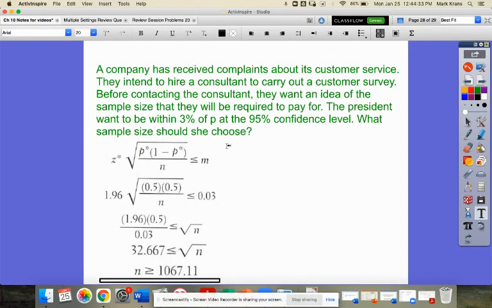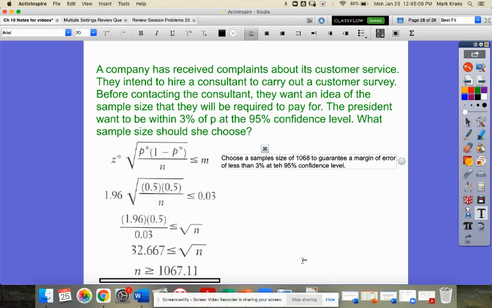But what do we get to conclude? Okay, you want to round this up now and say, choose a sample size of 1068 to guarantee a margin of error of less than 3% at the 95% confidence level.